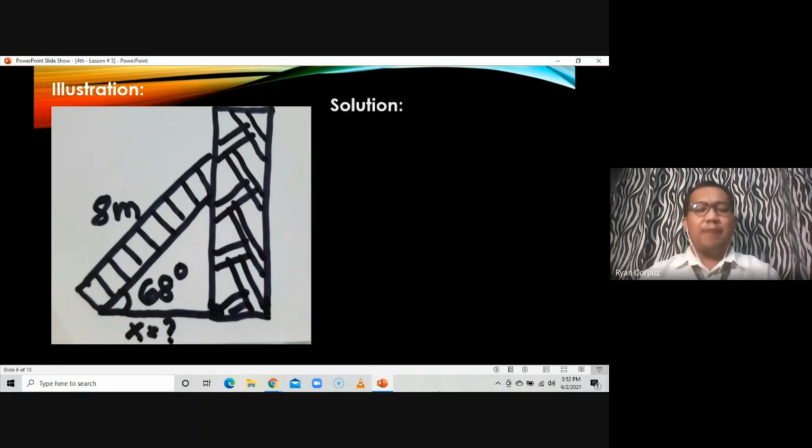So to solve the problem, as our solution, since cosine is the function that we are going to use, given the measure of the angle, after the function cosine, you're going to attach right away the measure of the angle. So cosine 68 degrees is equal to adjacent, that would be x, over hypotenuse, which is 8. So that will come up with the equation cosine 68 degrees equals x over 8.